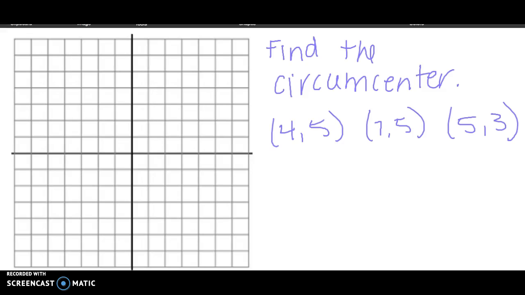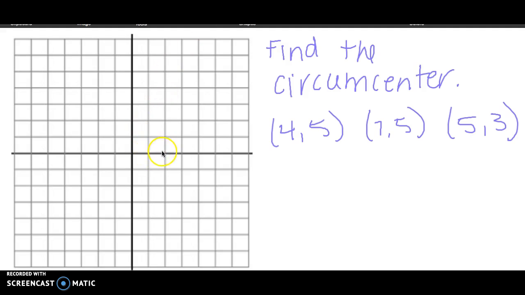All right, my honors kids, this is going to be like a number 4 on your chapter 5 review sheet. And your directions are find the circumcenter, and you are given the 3 vertices of a triangle. Okay, so your first step would be to plot the 3 points they give you.